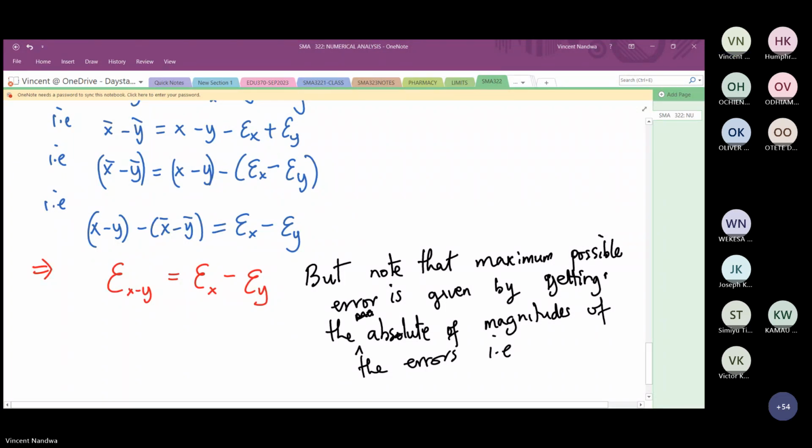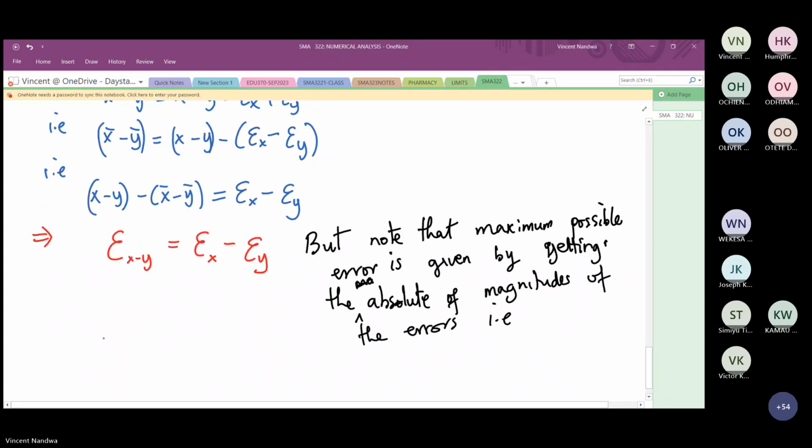So this means that error in x minus y will be given by magnitude of error in x, and the negative sign for this one, that should make sense. When you're saying absolute value here, then I'm ignoring this negative sign that is on the error in y quantity.